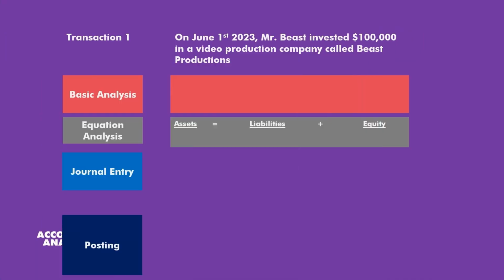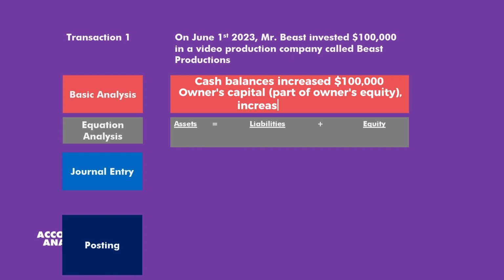Now, the process of transferring accounting information from the journal to the ledger is called posting. We will work on 3 examples, so make sure you follow along and you will realize how easy it is. On June 1st, 2023, Mr. Beast invested $100,000 in a video production company called Beast Productions. So Mr. Beast invested money in the startup, thus the company's cash balance increased $100K and owner's capital, part of equity, increased by $100K. Now we do the equation analysis.